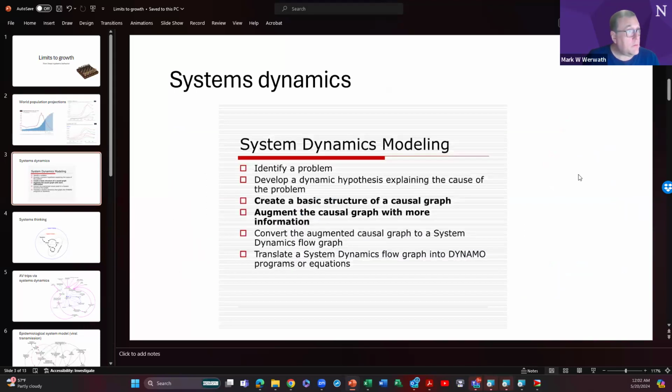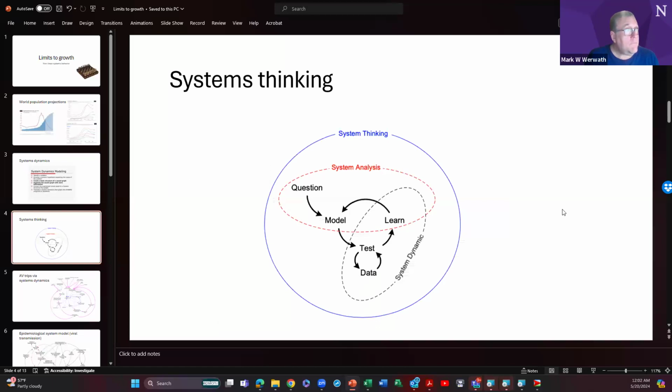So why even bring this up? Well, system dynamics is one of the topics of this talk, right? What does system dynamics boil down to? Identifying a problem, a hypothesis, explaining the cause, creating a structure or a causal graph, augmenting that graph with more information, converting that graph to a system dynamics flow graph, and then translating it into a DYNAMO program or equations. So if you take that simple S-curve that we saw before and realize that this is the nature of how systems typically operate, systems thinking involves both systems analysis and system dynamics, right?